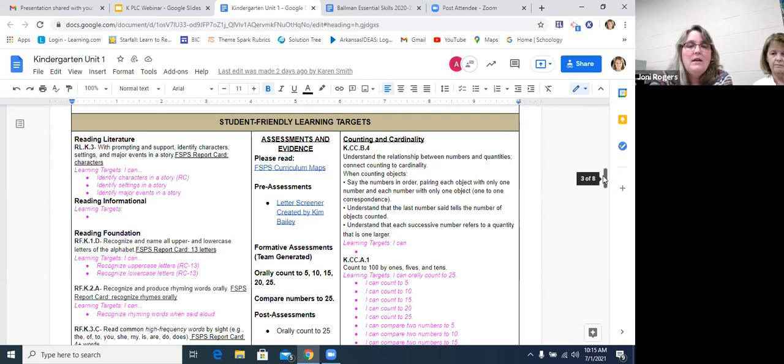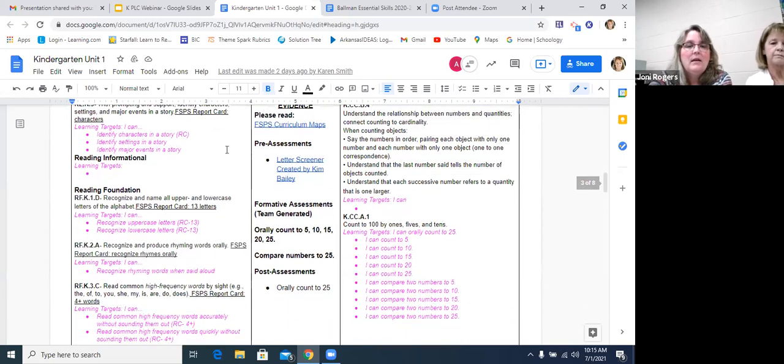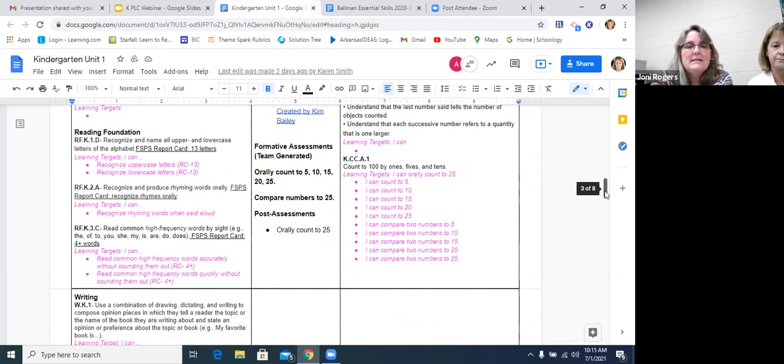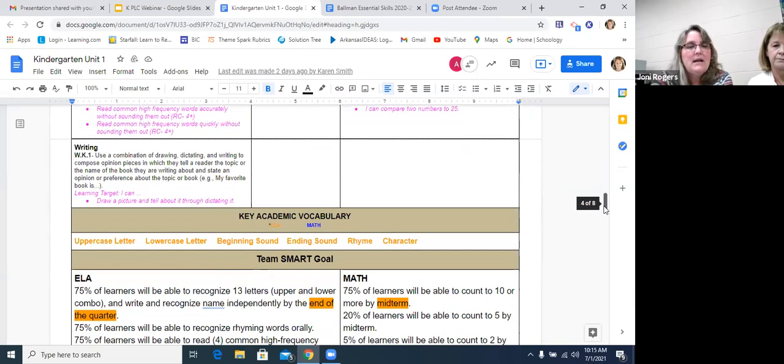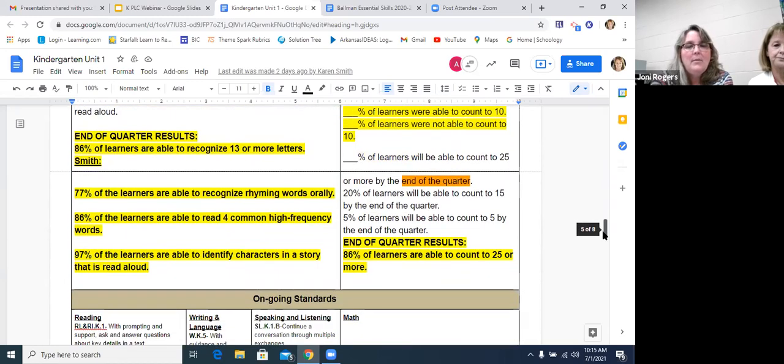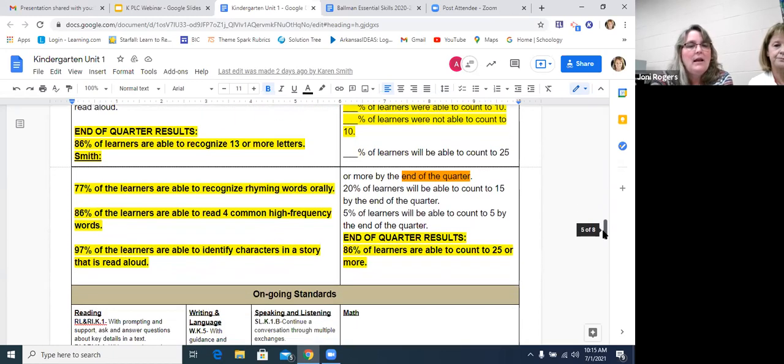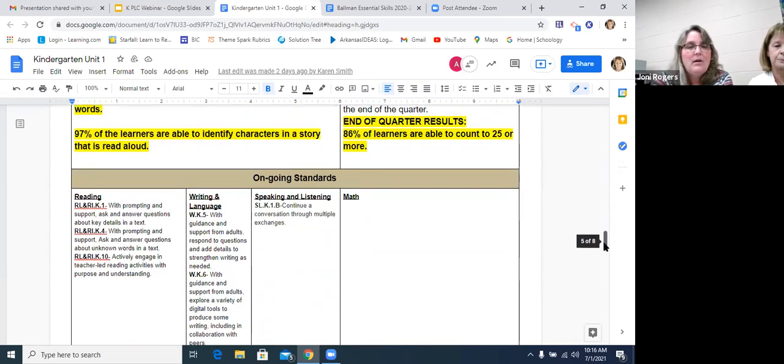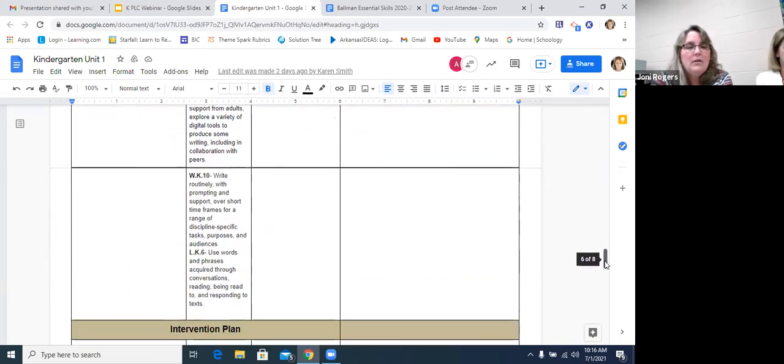We keep everything. We have our pre-assessments listed, our different curriculum maps. Like I said, here's all of our learning targets. We can see at a glance our entire unit. Our SMART goals are highlighted, such as: at the end of the quarter, we had 80% of our learners able to recognize 13 or more letters. And so on.